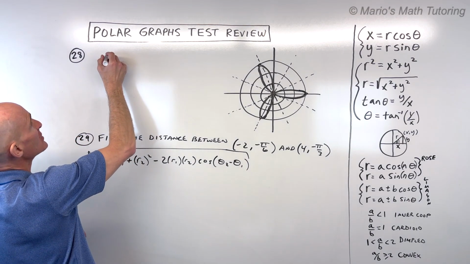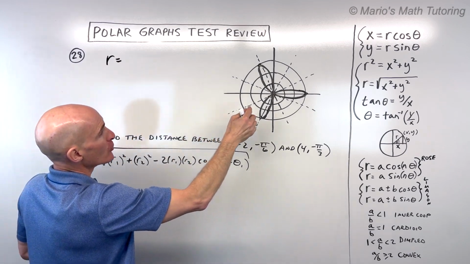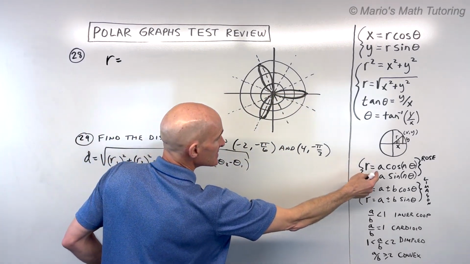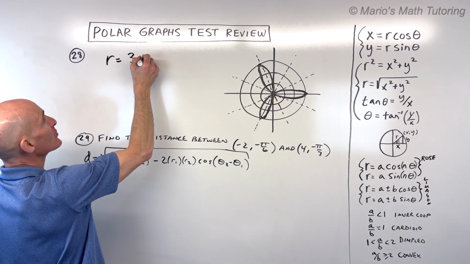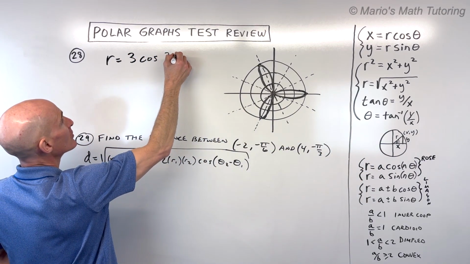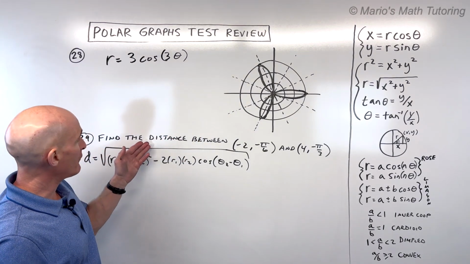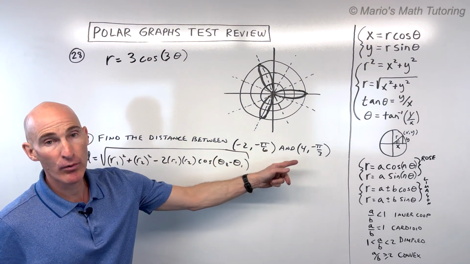So in this case, the equation would be r equals, now notice the length of the petals, 1, 2, 3 units long. So that's going to be what this a value is here. It's going to be 3 cosine 3 theta. That's your equation. Okay, for number 29 now, find the distance between these two polar points.